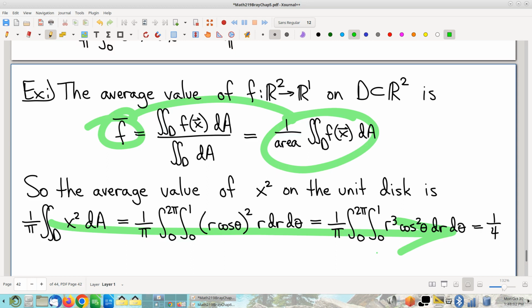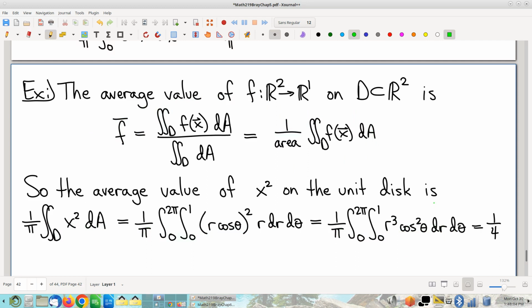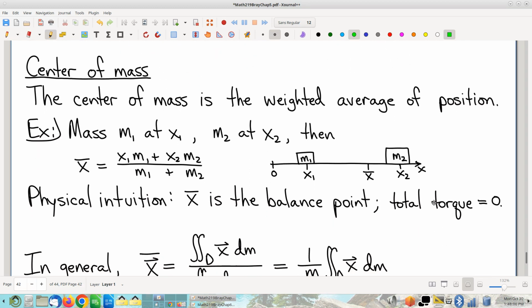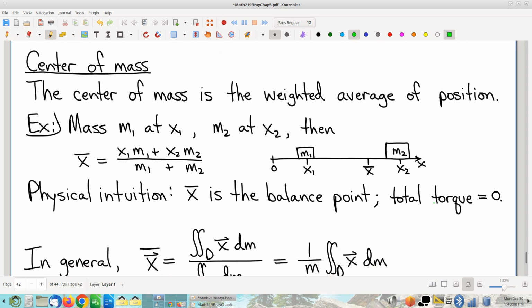Okay. All right. What does this have to do with physics? So I'm going to start off with this idea called center of mass. Center of mass is a weighted average. There are different ways to think about center of mass. We'll get to a physics-y point of view in just a second. But it's the weighted average of position.